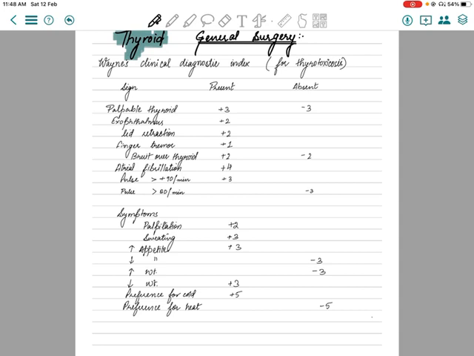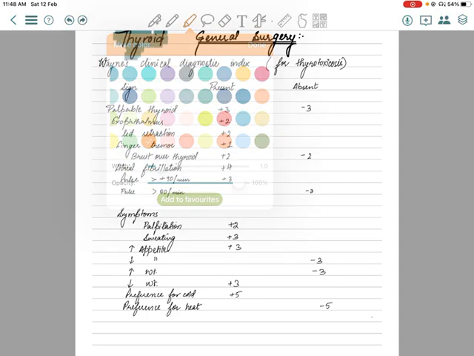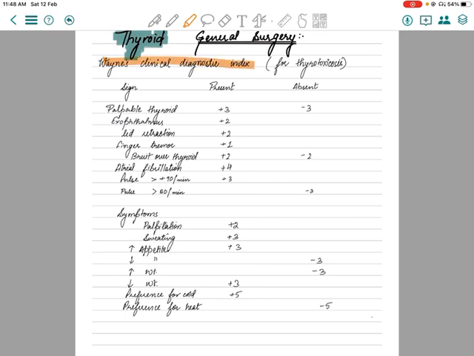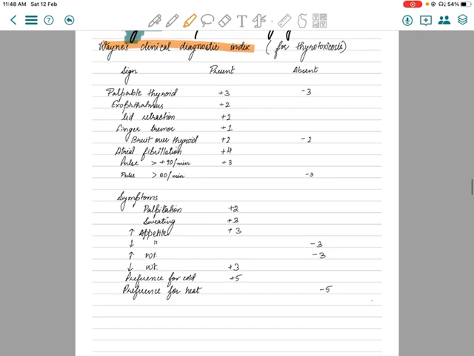There is a Wayne's clinical diagnostic index. It's an index for the thyroid to measure thyrotoxicosis. There are signs and there are symptoms. Signs are the ones identified by the doctor, and symptoms are the ones identified by the patient.